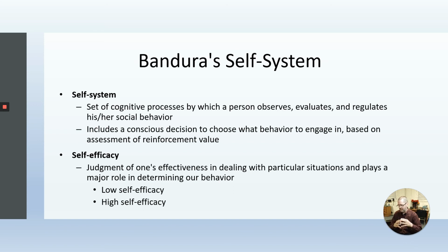So that's a subjective approach to that, the judgment, or we discern that it was the right thing to do. A self-response then, we provide self-reinforcement or self-punishment. In other words, we either encourage ourselves to continue on that path, or we discourage ourselves in some way. And all this depends on really our own self-imposed standards of behavior. But then there's what he calls self-efficacy, or judgment of one's effectiveness in dealing with a particular situation. It plays a major role in determining our behavior.